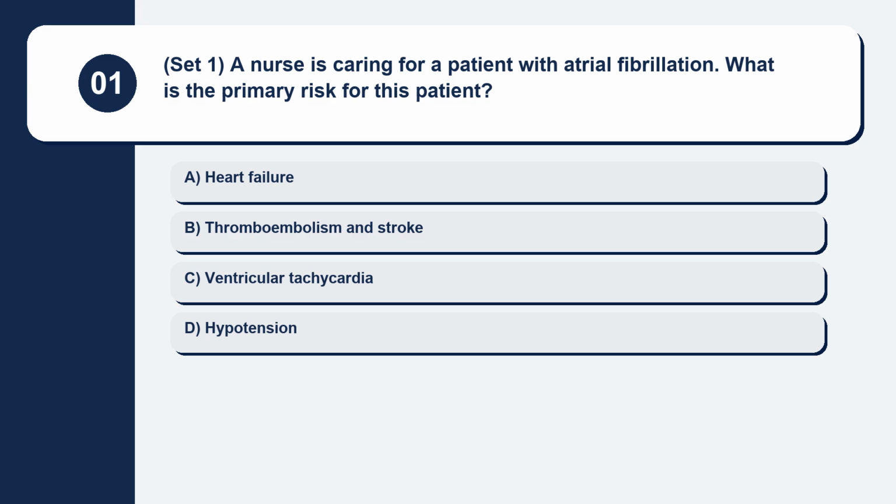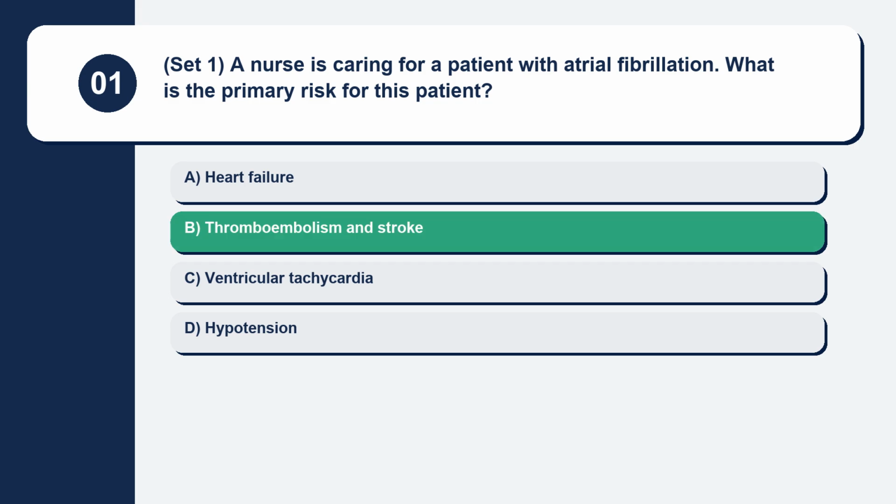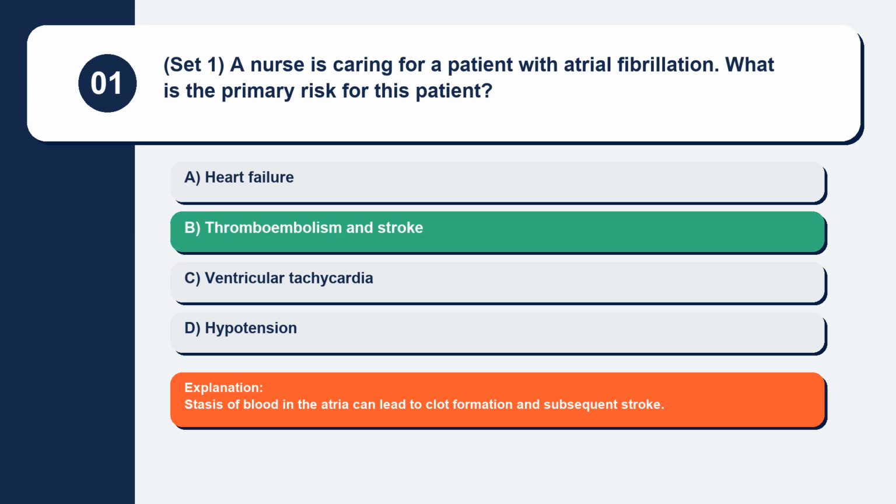Question 1. Set 1. A nurse is caring for a patient with atrial fibrillation. What is the primary risk for this patient? Heart failure, thromboembolism and stroke, ventricular tachycardia, hypotension. Stasis of blood in the atria can lead to clot formation and subsequent stroke.